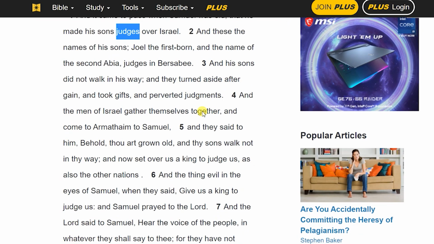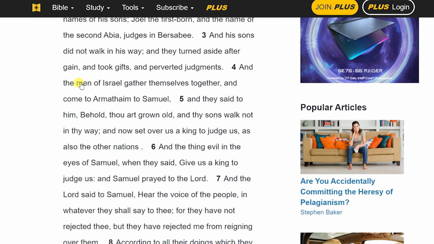It says, and the men, the remnant, gathered themselves together and came to Amathaim to Samuel. And they said to him, behold, thou art grown old, and thy sons walk not in thy way, and now set over us a king to judge us as also the nations. This is also wrong. This portion that says that thy sons walk not in thy way, now set over us a king to judge us as also all the nations, is imputed because the only reason why the remnant would have come to Samuel was because Samuel was old.